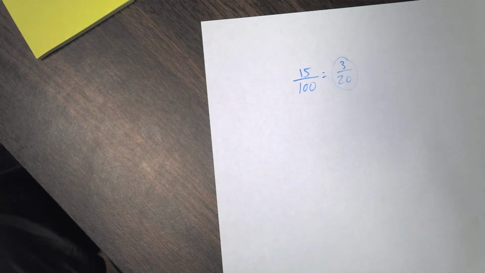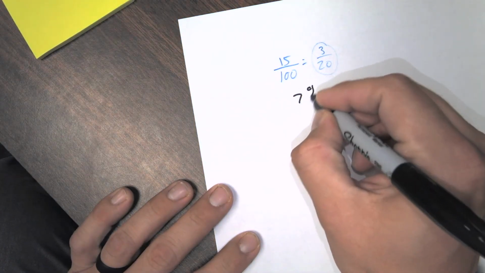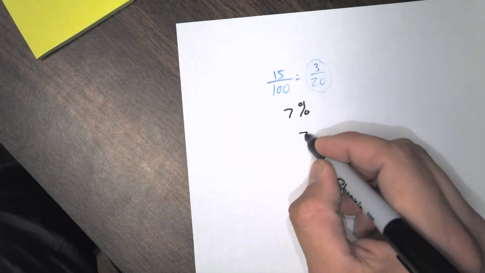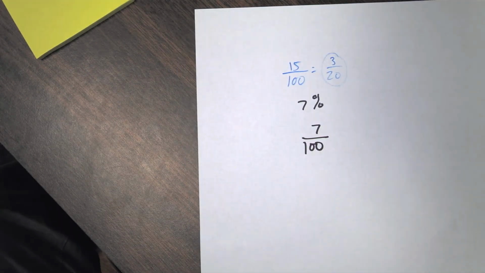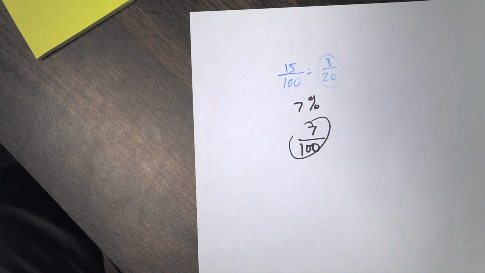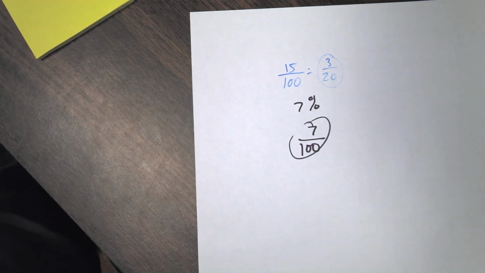So if you get something like this, let's say 7%. Okay, so 7%. Once again, it always goes over 100. So it's 7 over 100. Now, can we simplify that one? No. Nope, that one's done. Okay, so that's how you do this. That's literally how you change a percent into a fraction. Put it over 100 and then simplify. It's as easy as that.